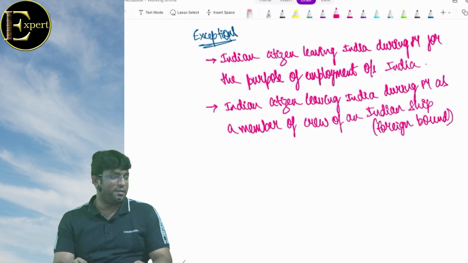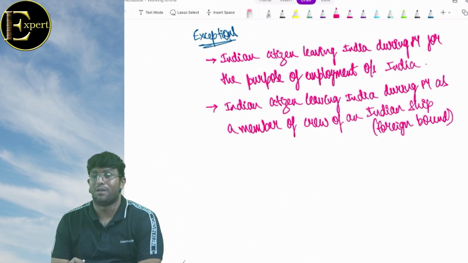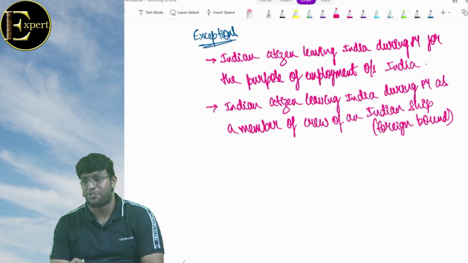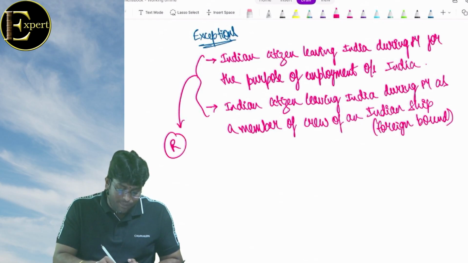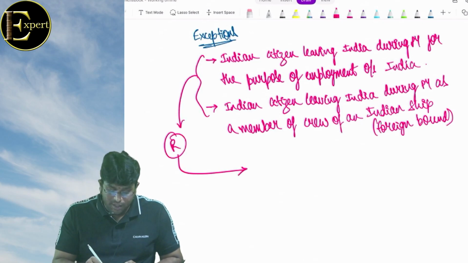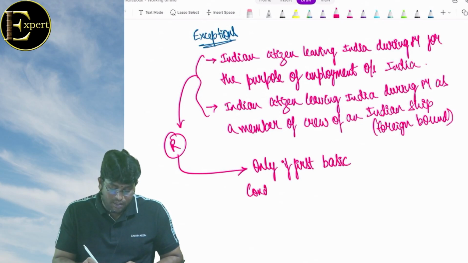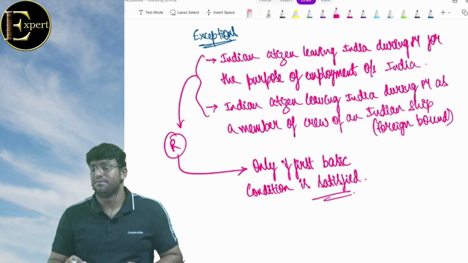Good. What is the first point? Indian citizen leaving India during the previous year for the purpose of employment outside India. Next, Indian citizen leaving India during the previous year as a member of crew of an Indian ship. Here there is a point. In these two cases, you will become a resident only if the first basic condition is satisfied. By satisfying the second basic condition, you cannot become a resident.